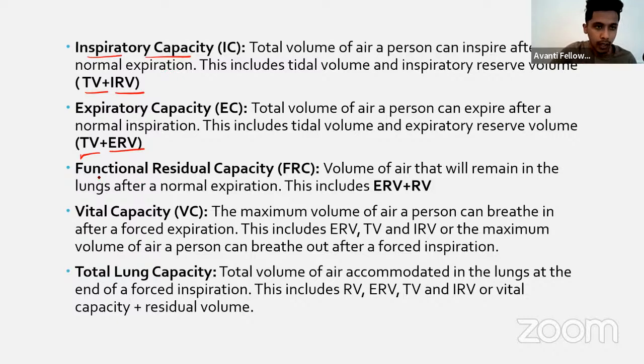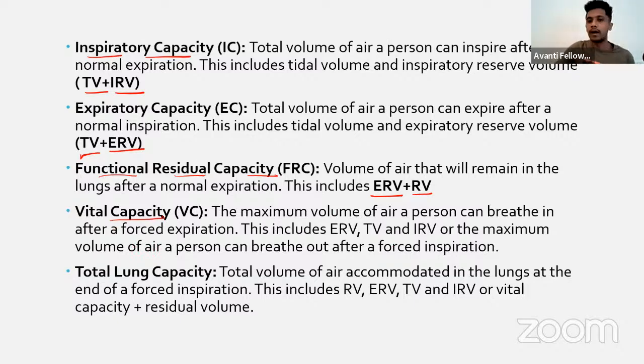Next one, functional residual capacity. What is functional residual capacity? After normal expiration, there is some volume of air that remains in your lungs. After you have breathed out, some volume of air is still in your lungs. This is called functional residual capacity. How do we derive it? Expiratory reserve volume plus residual volume. If you add these two, then we will get what? Functional residual capacity. Clear?